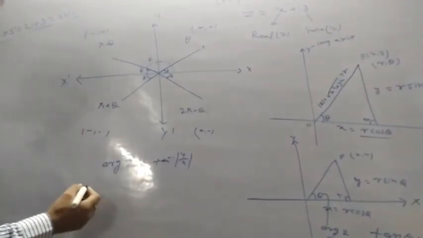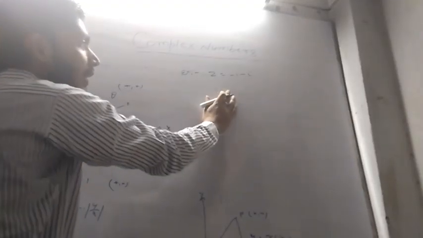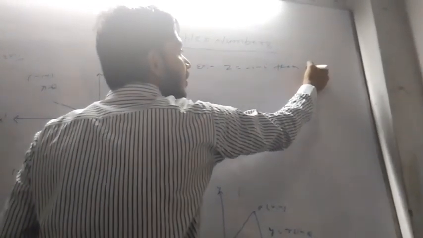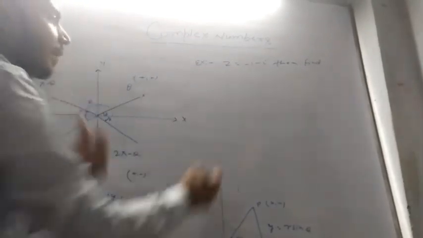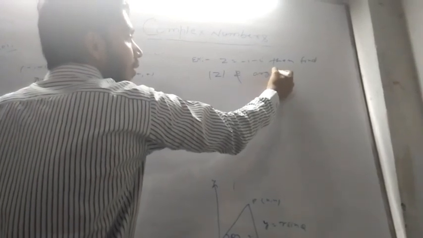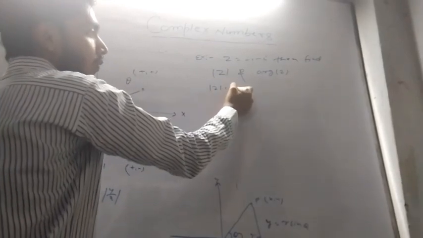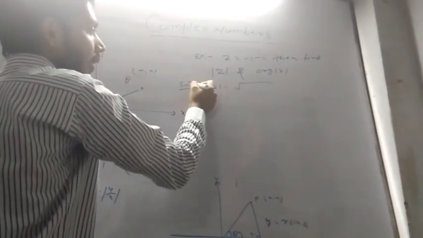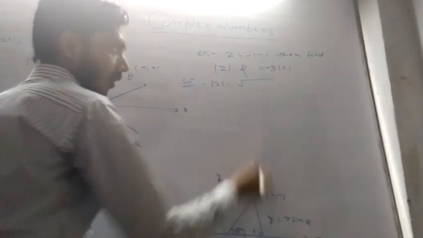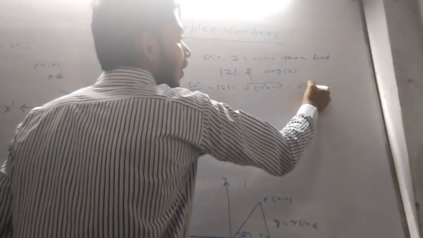For example, if we have z is equal to minus 1 minus iota, then find the modulus of z and argument of z. Here modulus of z is equal to under root of minus 1 square plus minus 1 square. This is 1 plus 1, under root 2. This is the modulus of z.